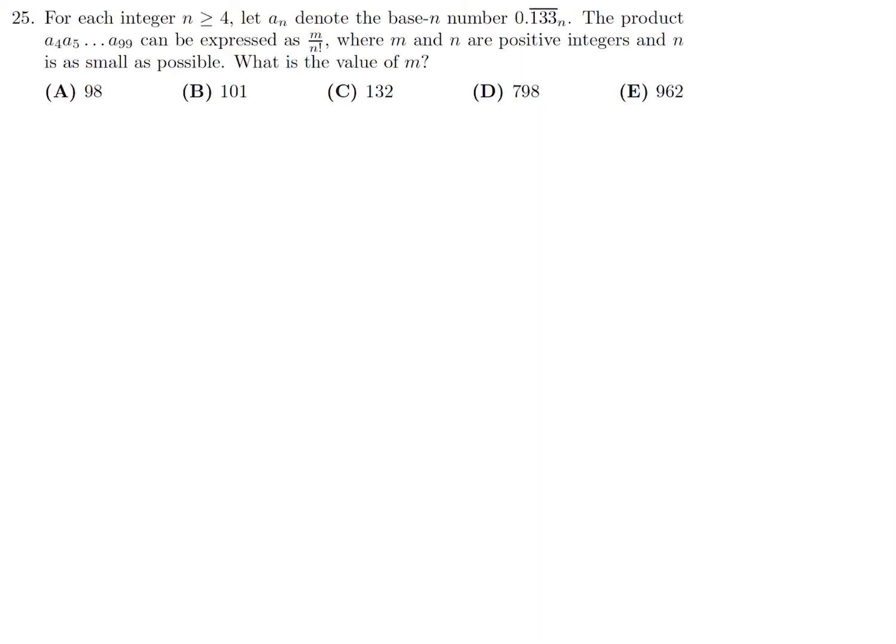So first, let's explain what they mean when they write 0.133 repeating in base n. I'll give you an example. Let's say n is equal to 10. That means this is base 10. So this basically becomes 0.133, and it just keeps repeating, right? That's what that line means.